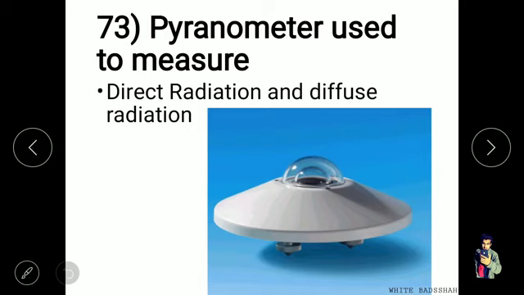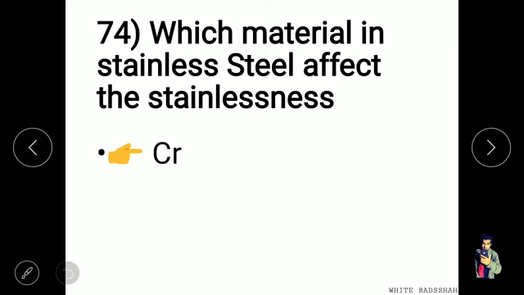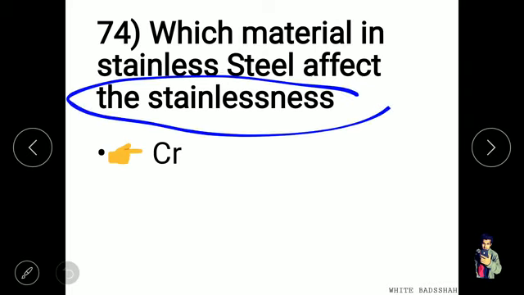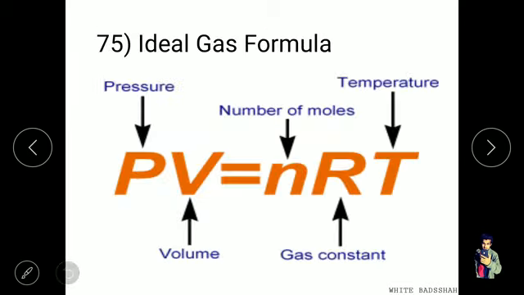Now the pyranometer is used to measure direct radiation and diffuse radiation. Now which material gives stainless steel its stainlessness? Mainly chromium is the main factor for stainless steel.